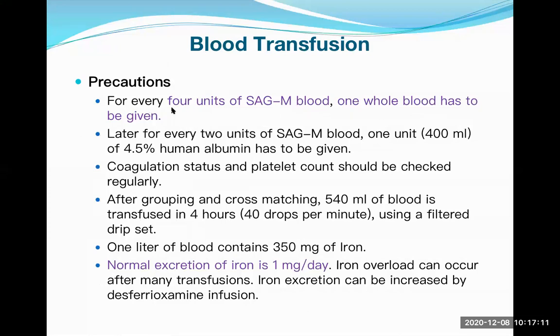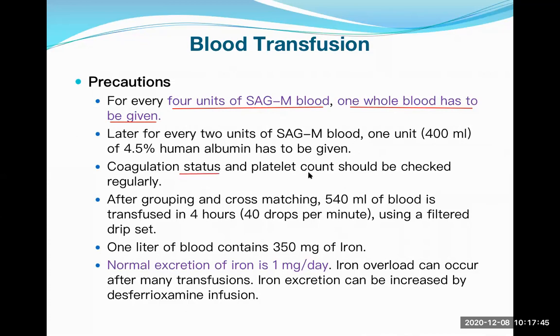For every 4 units of SAGM blood, 1 unit of whole blood has to be given. Now, why is this? Because SAGM blood only has packed cells. It doesn't have much plasma, as well as plasma proteins or albumin. So that is the reason. Also, for every 2 units of SAGM blood, 1 unit of 4.5% human albumin has to be given. The same reason works here also.